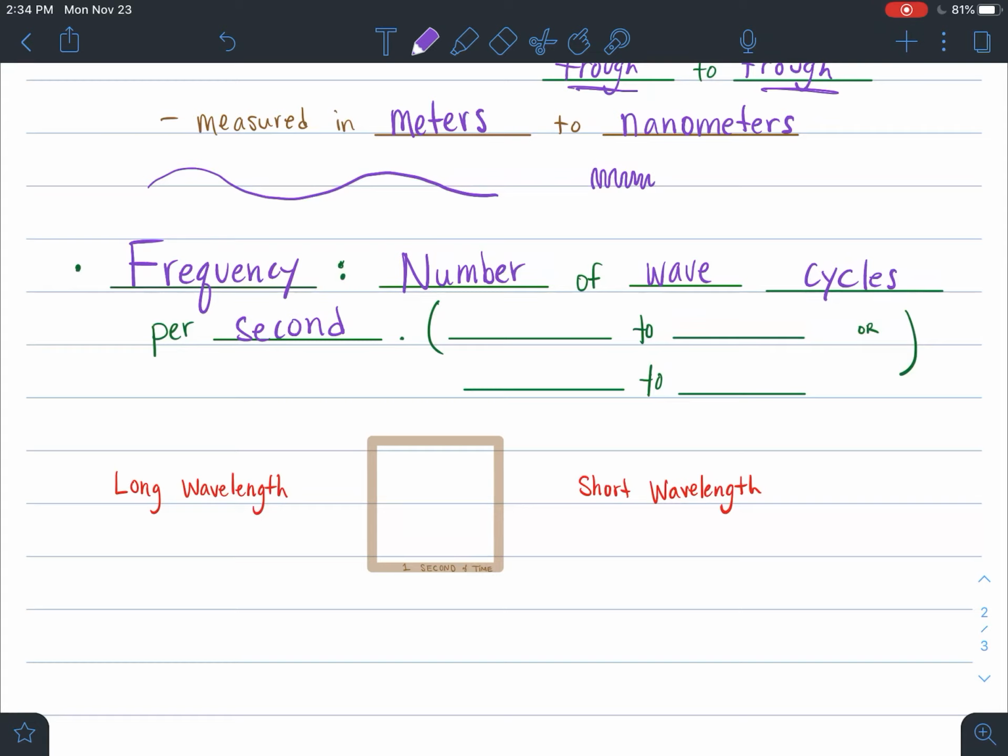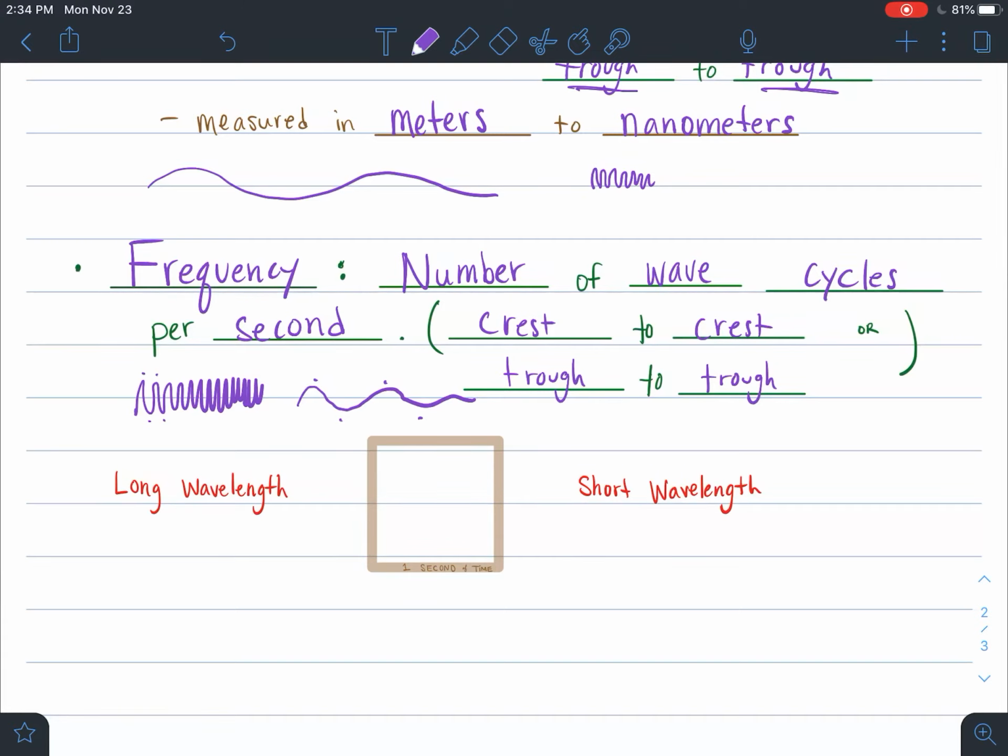So think about a high frequency noise. It's like a high pitch. So it's got a lot of waves in a second, whereas a low pitch is less waves per second. So again, it's from crest to crest, or it's from trough to trough.